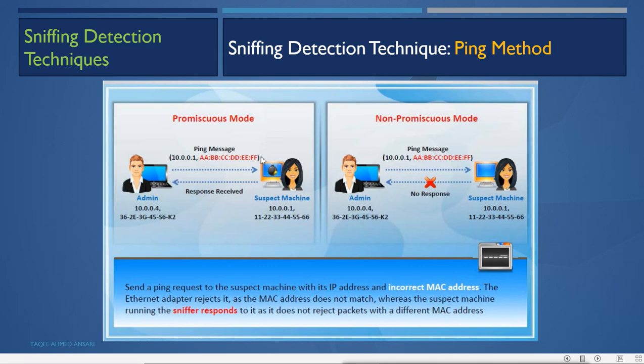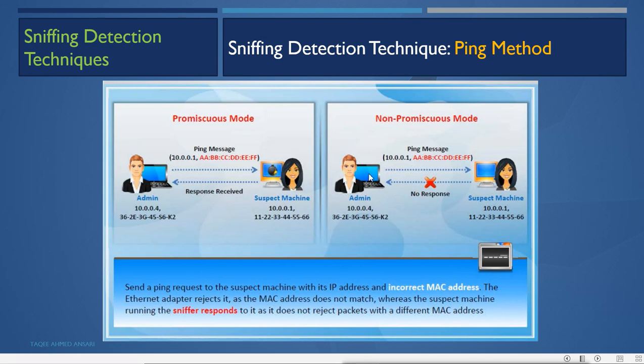So what happens if it is running in promiscuous mode? It will accept the packet and send the response. It will send the reply. Because the IP address is that of the machine which we suspect, but the MAC address is not that. So it will accept the packet despite the MAC address and it will send the reply.